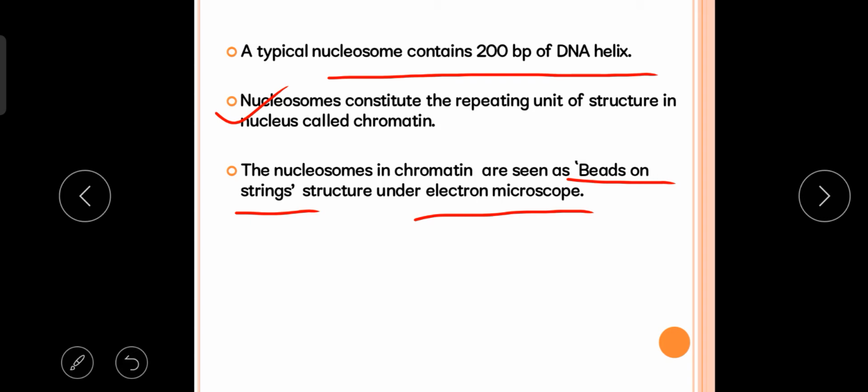The nucleosome contains 200 base pairs of DNA. The nucleosomes constitute the repeating unit called the chromatin in the nucleus. You know the chromatin network. What is the chromatin network? The chromatin network means the long thread-like structure present inside the nucleus during the interphase of the cell cycle.